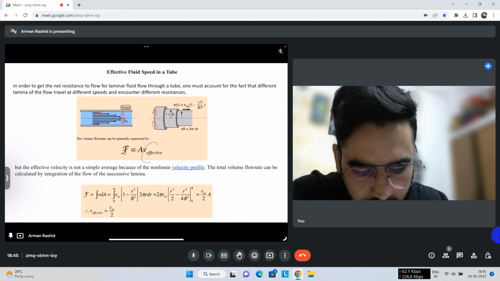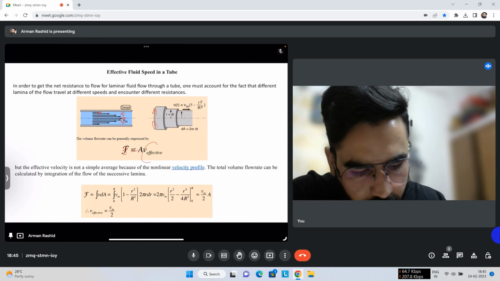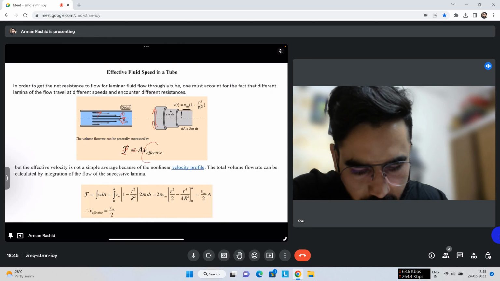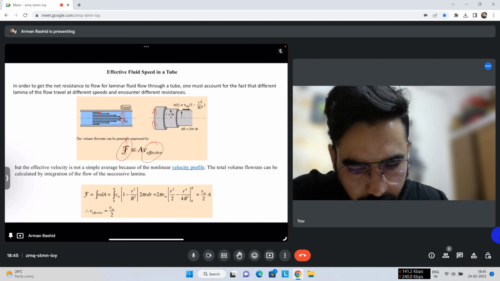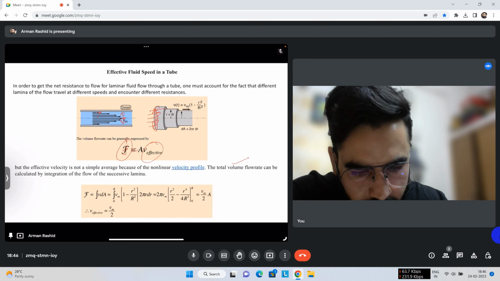So in order to determine that, we have to determine this F. So we'll average, we'll integrate the whole total. We want to determine the total flow rate. Now since we know the flow rate, we have to integrate it.